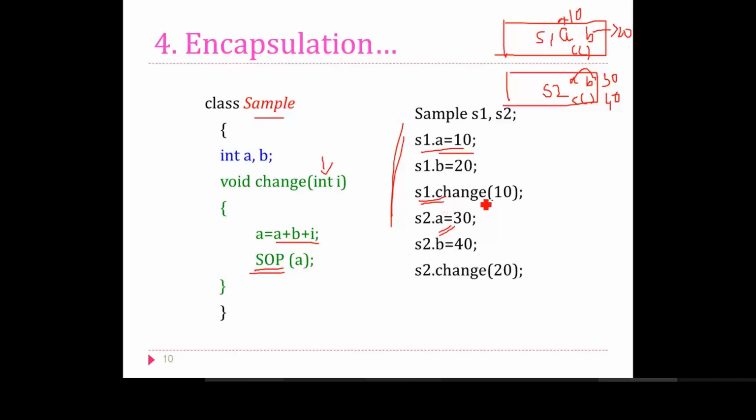See here what happens. I'm calling the function S1.change and I'm passing the value 10 over here. So the value of I will be passed as 10, and the value of S1's A will be changed as 10 plus 20 plus 10. So the value of S1's A is changed accordingly. Keep this in mind: S2's A value will never be changed by S1's function. Similarly, S1's A will never be changed by S2's function.